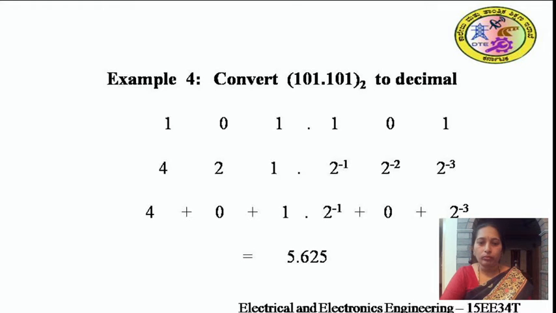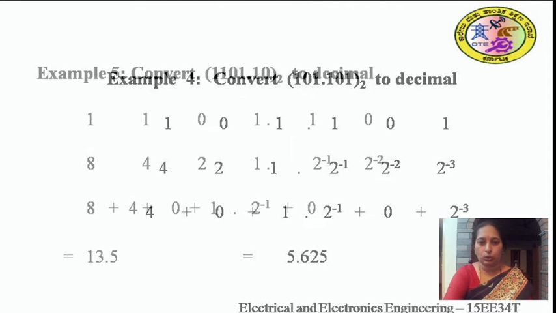So here the answer I have got is 4 plus 1, that is 5, in the integer part, and in the fraction part it is 0.625. The total value is 5.625.